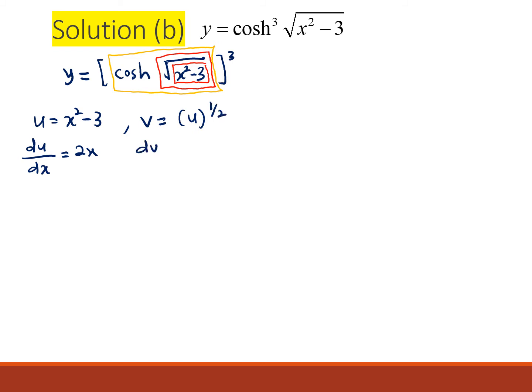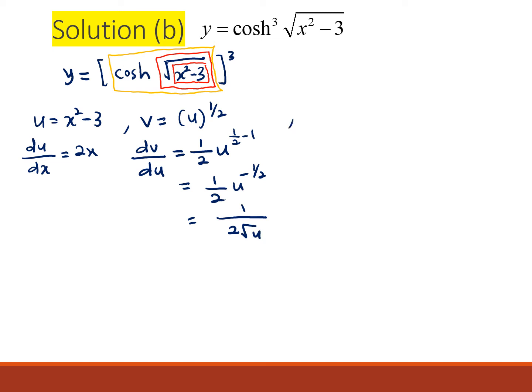So the derivative dv over du is equal to 1 over 2 u to the power of 1 over 2 minus 1, which is equal to u to the negative half, or we can write it as 1 over 2 square root of u.